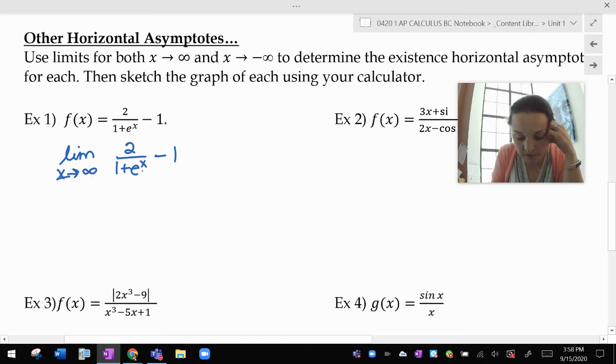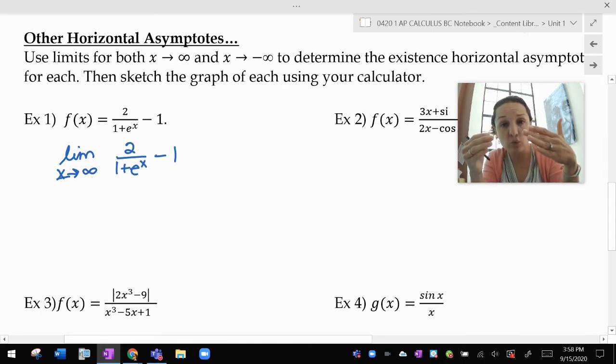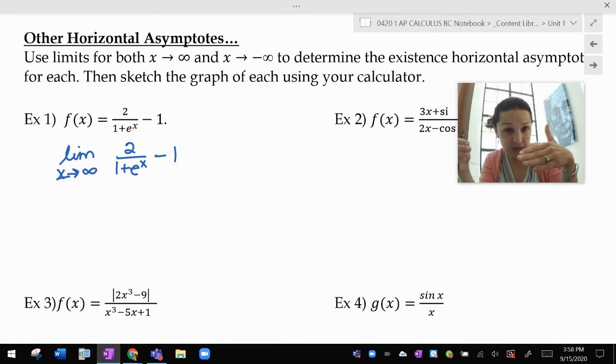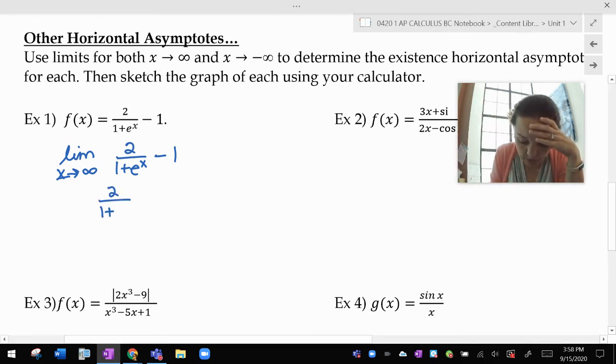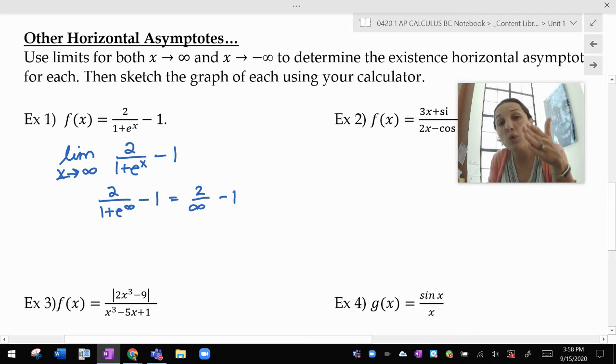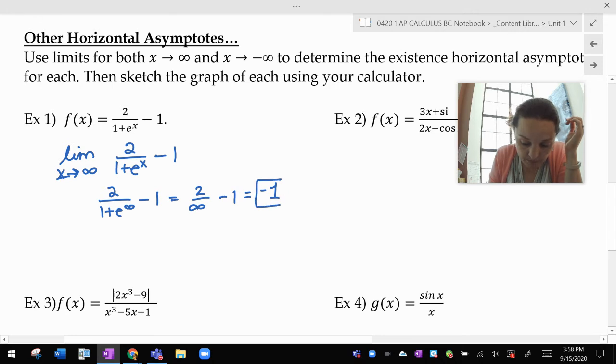If I were to plug infinity in for x, that's going to be 2 divided by 1 plus e to the infinity, minus 1. That's going to be like 2 over infinity minus 1. And 2 over infinity is effectively 0 because it's a really, really small fraction. So that's 0 minus 1, which is negative 1.